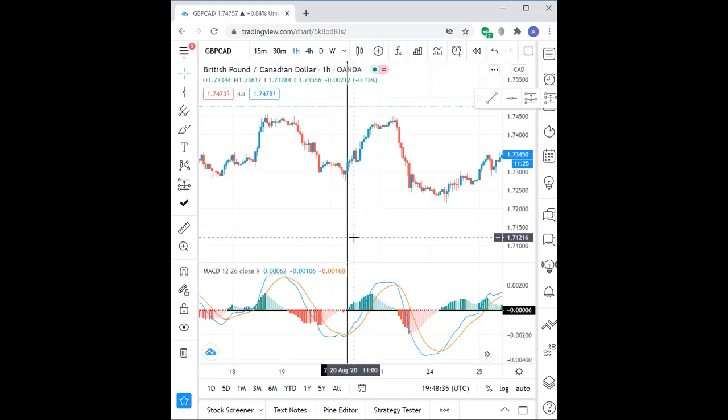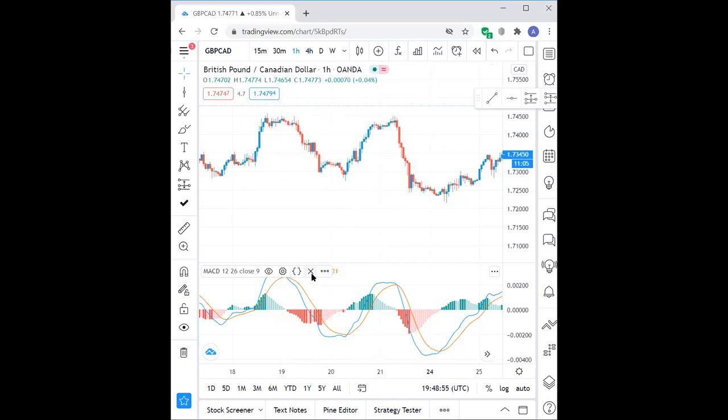So if we are together on the MACD, please give me a 5-5. MACD, have you understood the MACD? Yes. Okay, together there. So how do you remove it? Just click here.